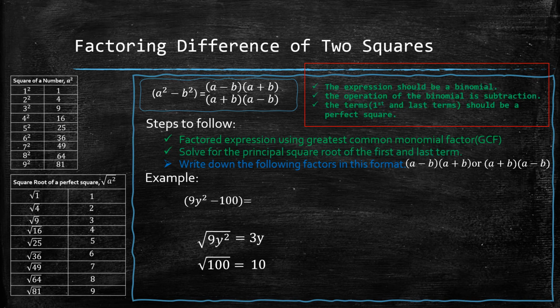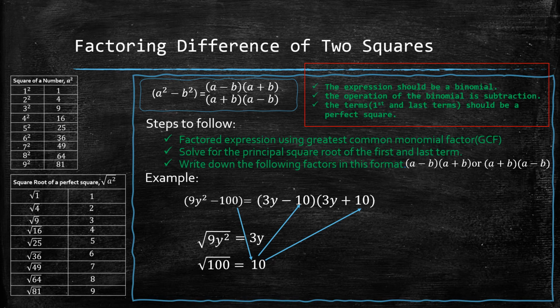Okay, second step, check. Last is write down the following factors in this format. So, ingana na siya. Wherein, ang imong 9y squared, nagi-square root na imo ng 3y, sulat na nimo sa imong A. Next. So, next, ang imong 100, square root is 10. So, sulat na lang. So, ingana lang siya, class.